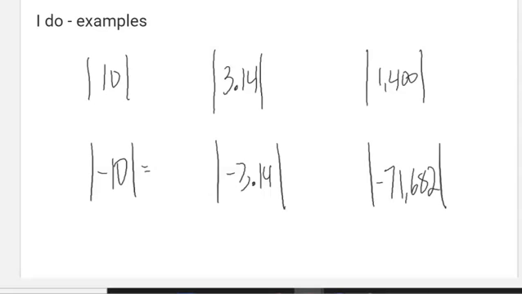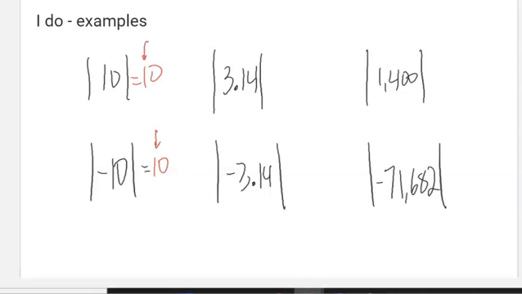So we're going to do a bunch of examples super fast. If you see the number in the bars, this means how far is 10 from 0? How many units from 0 is it? It's 10 units from 0. How far is -10 from 0? It's 10 units from 0. You'll notice when we talk about distance, it's always positive.